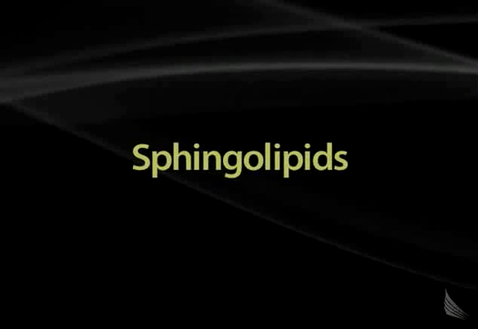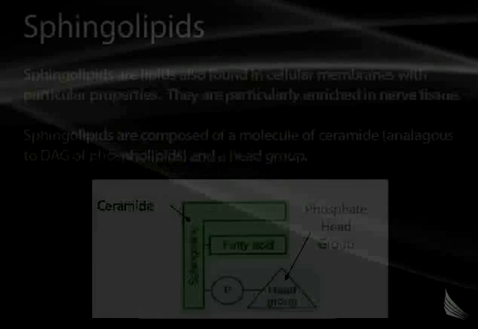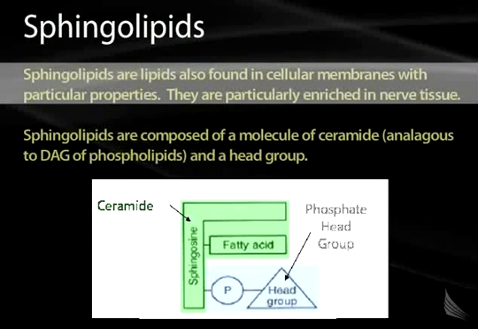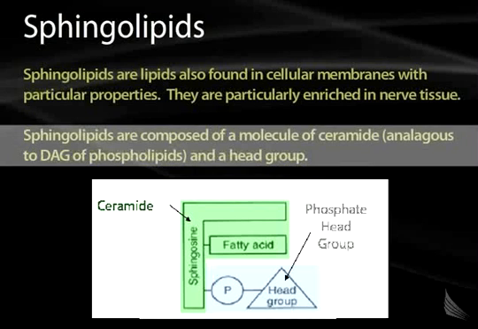Now, another type of structural lipid is called sphingolipids. Now, sphingolipids are lipids that are also found in cellular membranes, but they have particular properties and are particularly enriched in nervous tissue. Sphingolipids are composed of a molecule of ceramide, which is sort of similar to the diacylglycerol backbone of phospholipids, and also a head group.